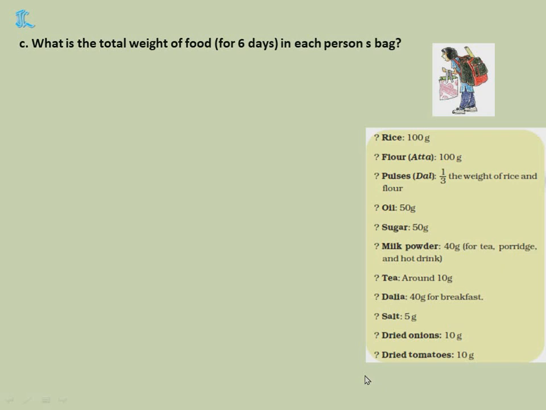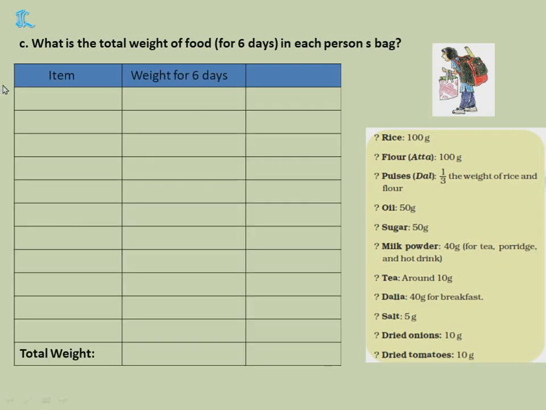What is the total weight of the food for 6 days in each person's bag? Now you have to take this tabular column. You will make a small tabular column where you will write the item and the weight for 6 days. Okay. Now first rice. Rice is 100 grams. So 6 days means multiply by 6. 100 into 6, 600. How I got it? I'm writing it here.